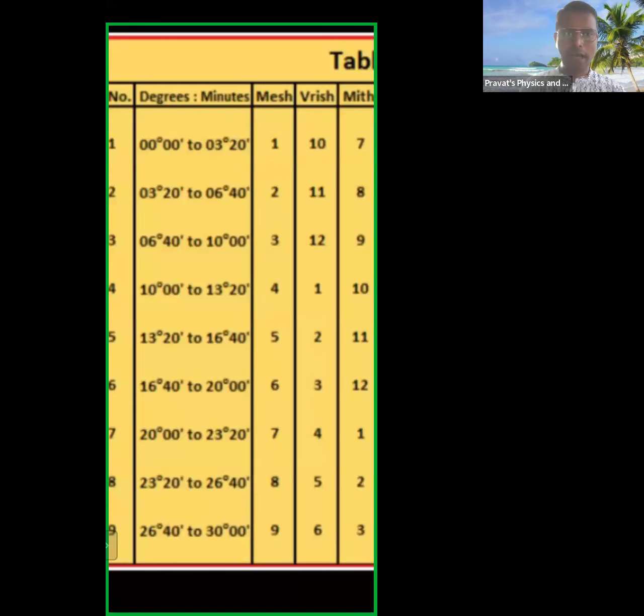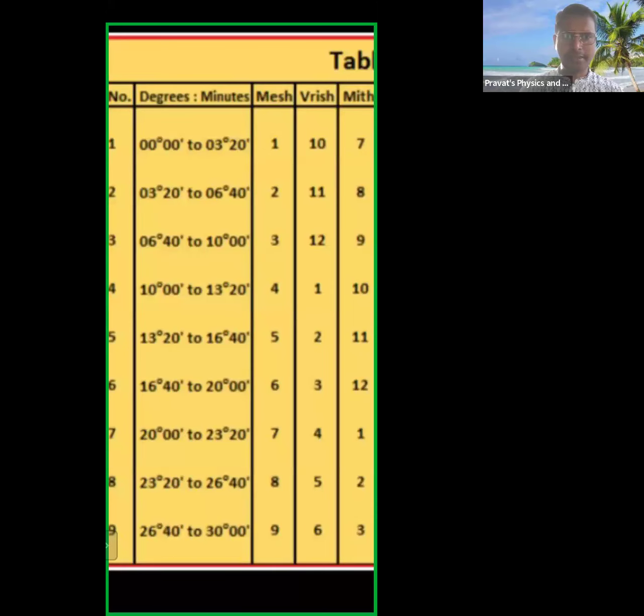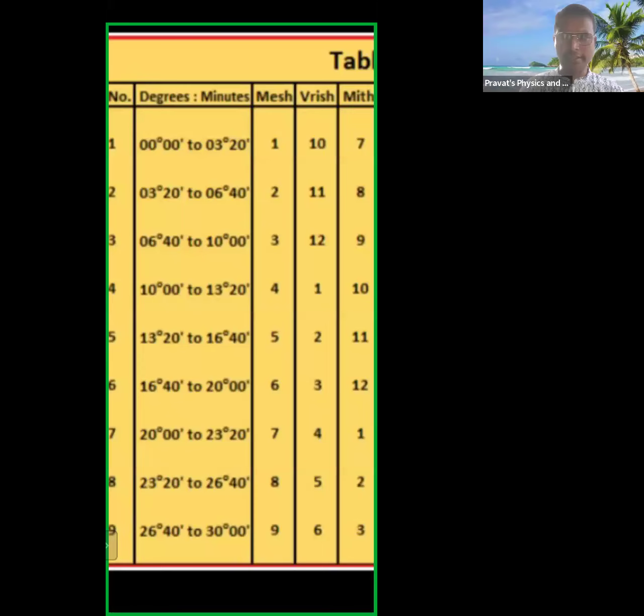Anybody who can say? How many minutes? 180 minutes. 20 into 9 is equal to 180 minutes. How many degrees? 60 minutes is 1 degree. So that means this is 3 degrees. So the total is 27 plus 3, 30 degree, isn't it? So this is the calculation.